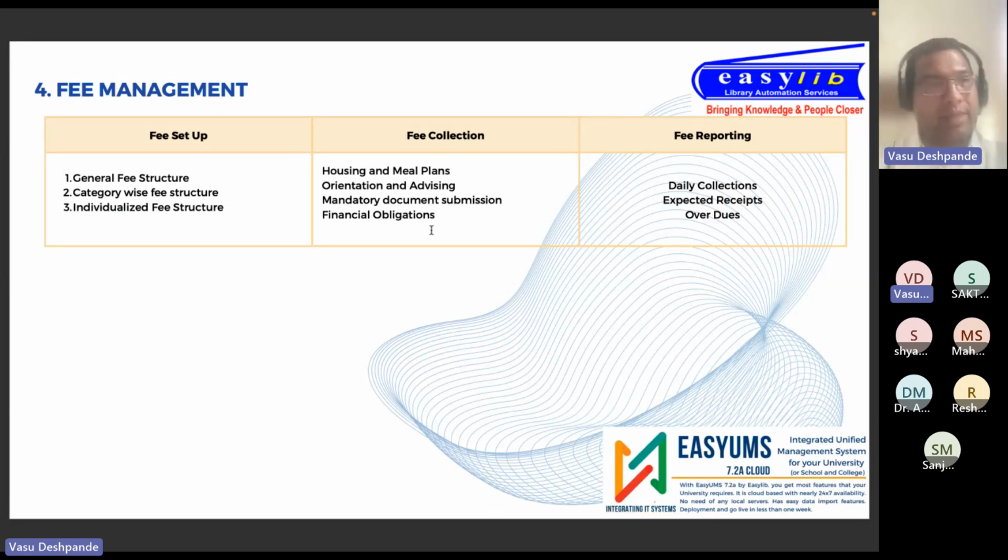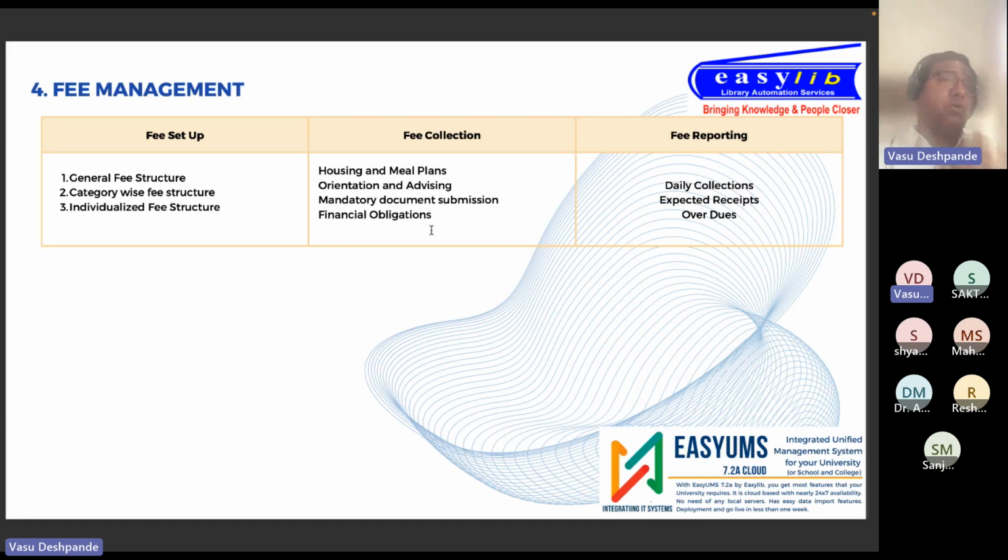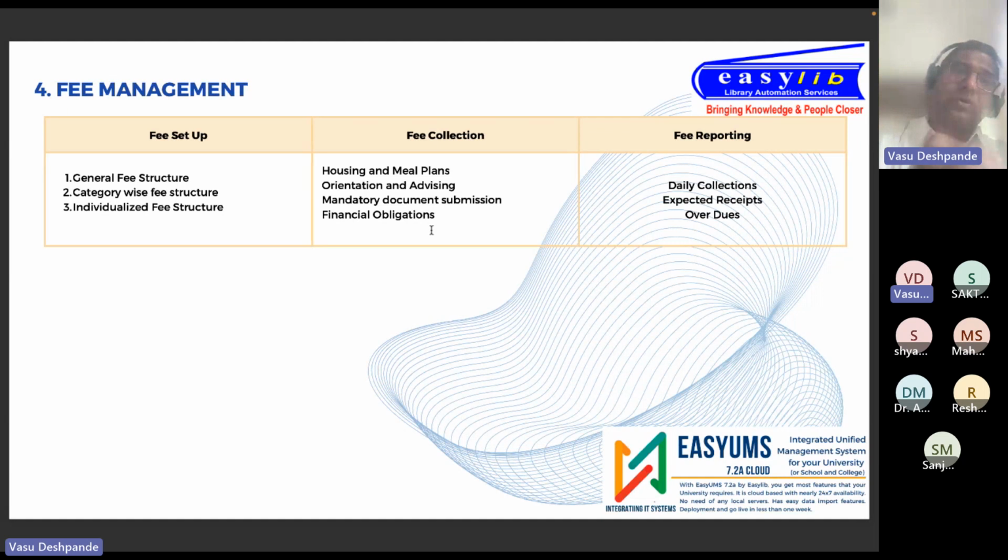Again, there are three parts over here. The first is the fee setup, fee collection, fee reporting, right? So some of the unique things in Easylib related to the fee setup are that, one, it gives the ability to define the fees for a particular grade. Then you can define it by the category: general, merit, 2A, 2B. And if you happen to have the management quota, you also can define it by the management quota. And in case you are doing any customization at the individual student level, that also you can do.